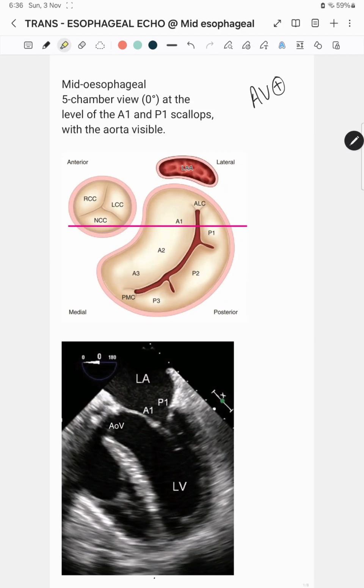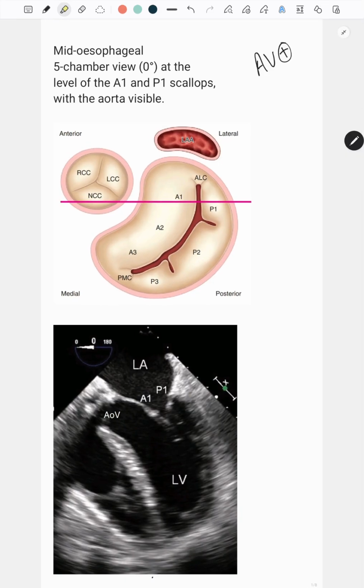So this video mainly focuses on the transesophageal echo, specifically the different mid-esophageal views. The mid-esophageal level consists of multiple views. One among them is the 5-chamber view, at 0 degrees at the level of the A1 and P1 scallops.